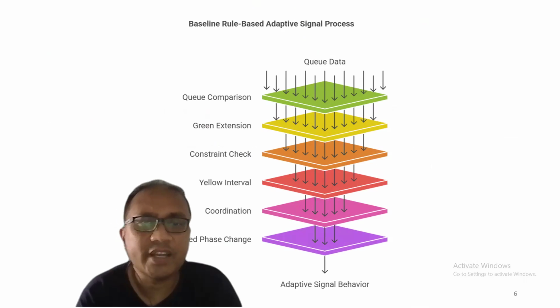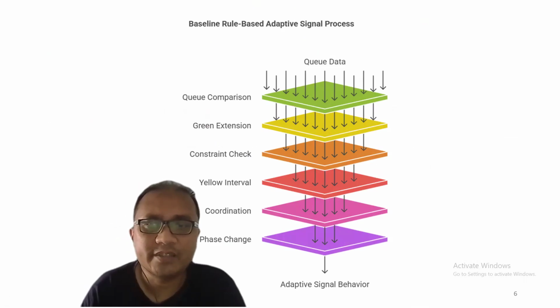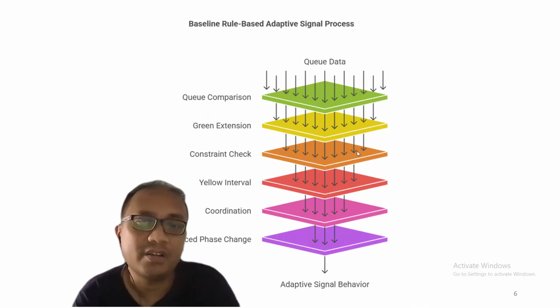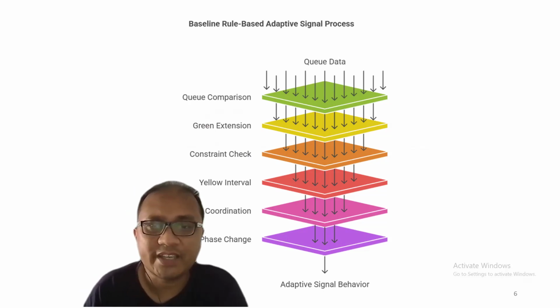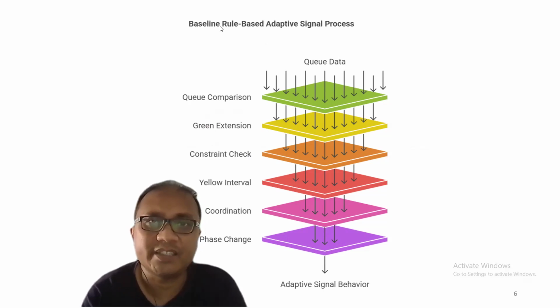Next, if we look at the rule-based method, we can see that firstly queue data is collected, then queue comparison, then green extension is provided if required. Then constraints are checked, if there are minimum green or maximum green, then the yellow interval is provided, then coordination is provided if there is any chance to provide green waves, and lastly force a phase change. And this is the frame structure for the rule-based adaptive signal.